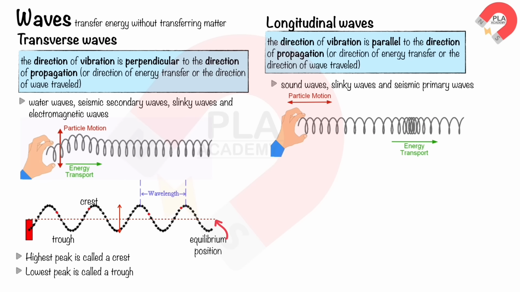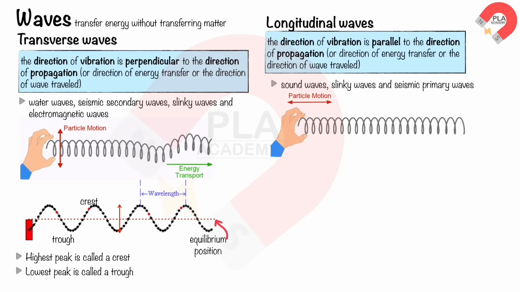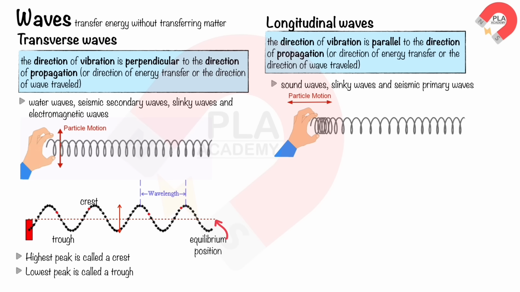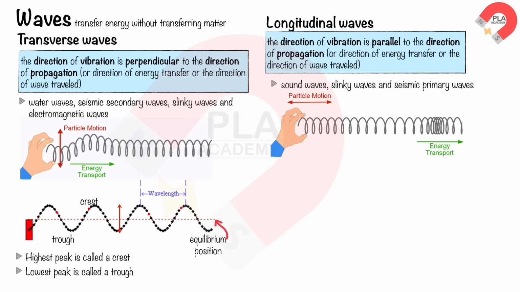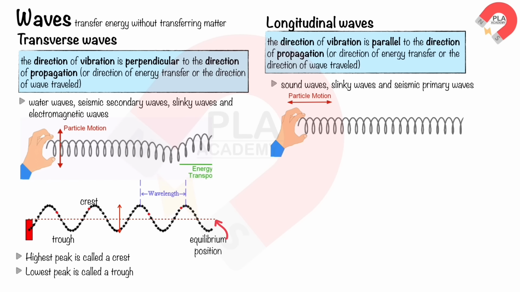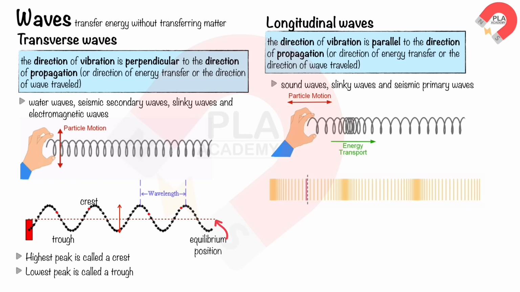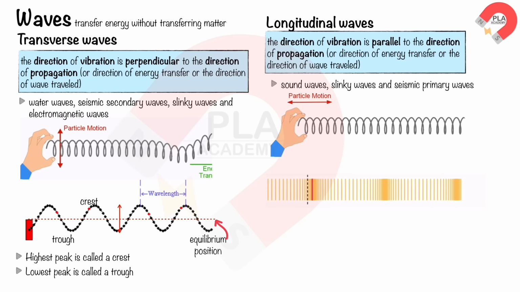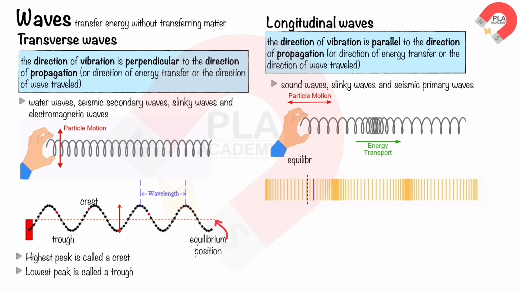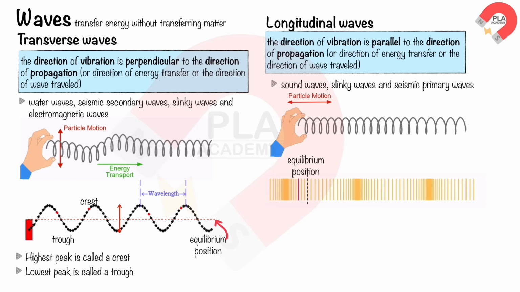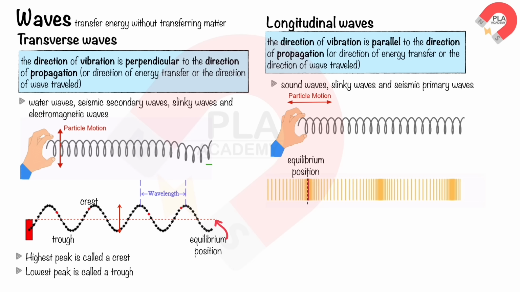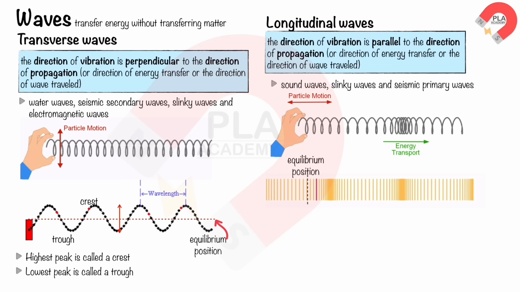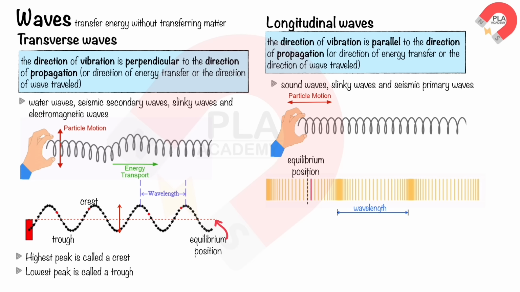Direction of vibration is forward and backward, which is parallel to the direction of wave propagation, or direction of energy transfer, or direction of wave travel, which is to the right. Direction of vibration is forward and backward, around the equilibrium position. This is the equilibrium position. When wave vibrates for one cycle, it creates one wave that travels one wavelength.